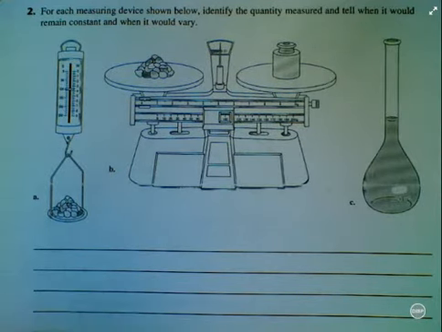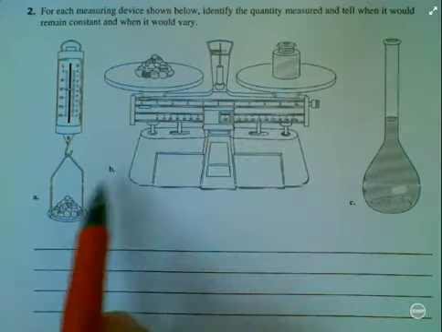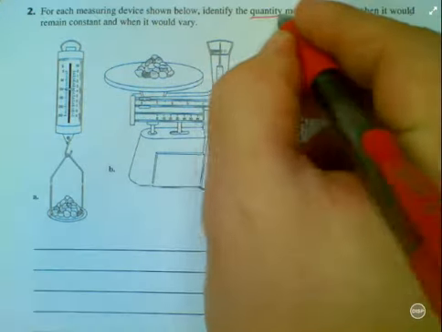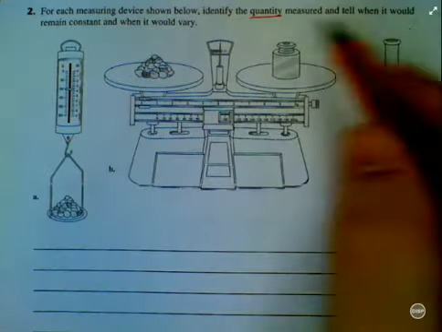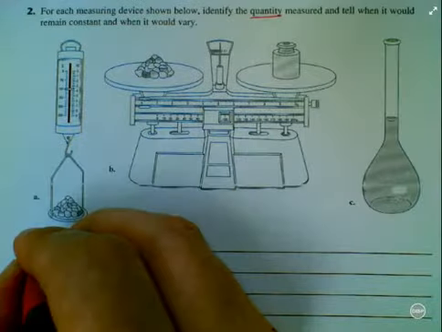All right, let's take a look at number 2. For each measuring device shown below, A, B, and C, identify the quantity measured and tell when it would remain constant and when it would vary. All right, so let's start with A.